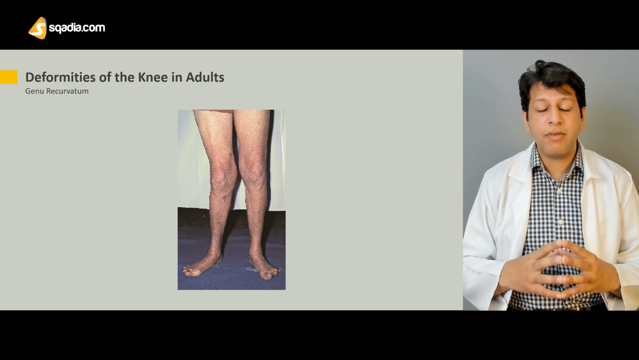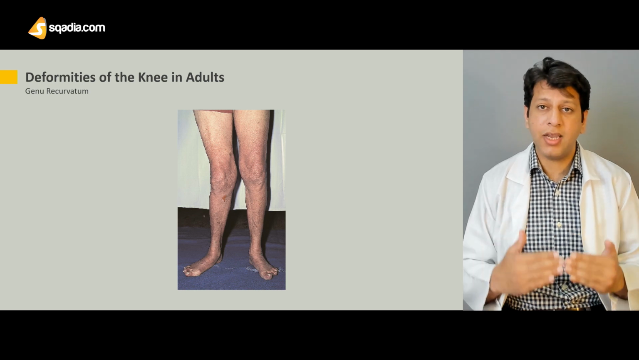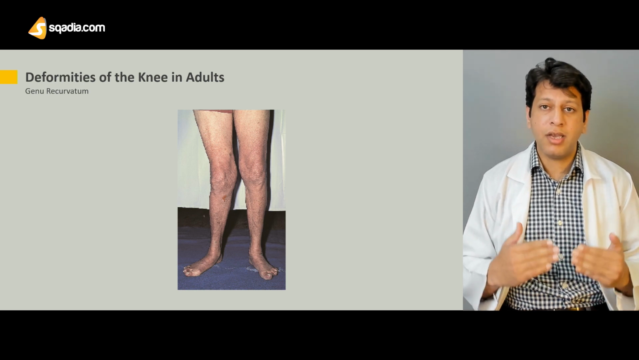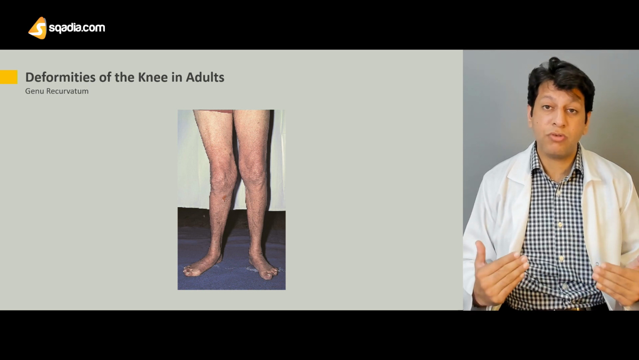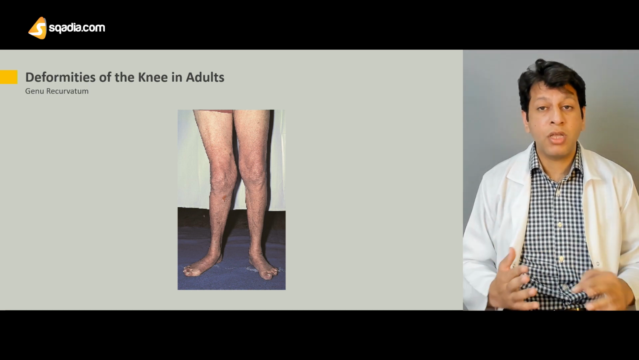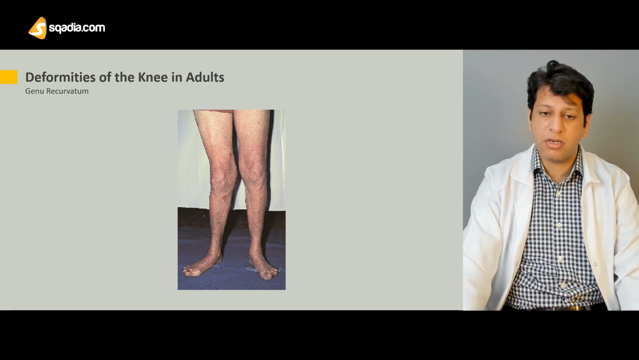Now all this has to be kept in mind, and then you have to plan accordingly. You have to get a detailed history, examination, and analyze whether it's unilateral or bilateral. If it's bilateral genu recurvatum, you must rule out ligamentous laxity as well as underlying problems such as Marfan and Ehlers-Danlos syndrome.